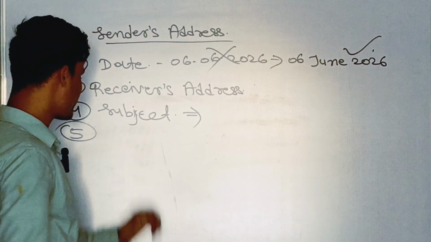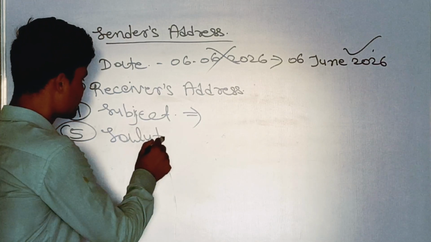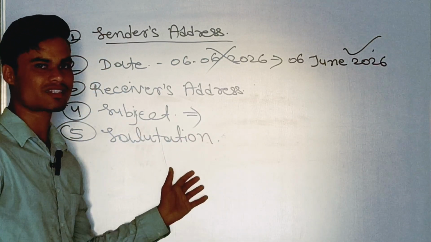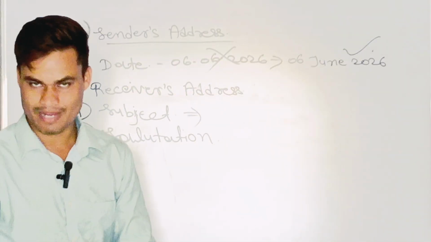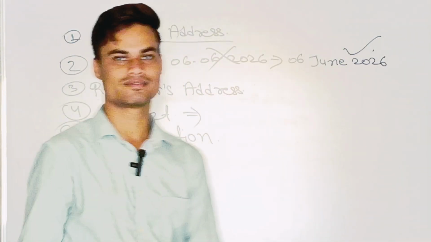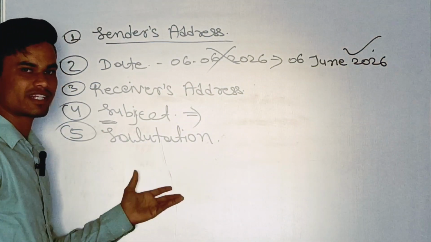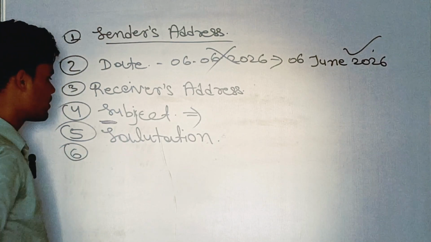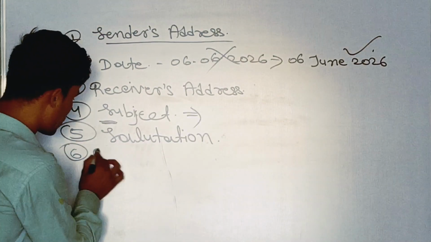Then after writing the subject, you will have to mention the salutation. Salutation means respectable words, that is called salutation, just like respected ma'am, respected sir. After leaving one line, you have to mention the salutation. Clear? Then number 6, after writing the salutation, you have to write the body of the letter.